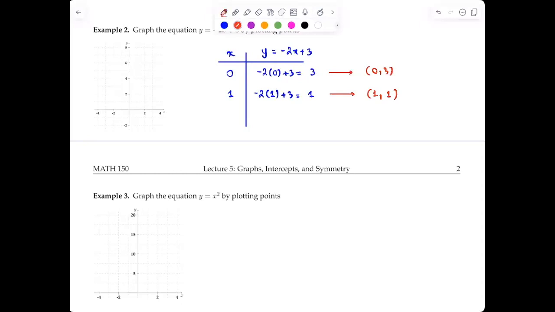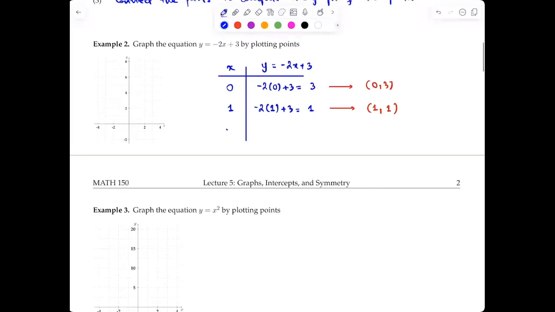Remember, for a line, you just need 2 points to make a line. Okay. But for good measure, let's try another point. Let's say x equal to negative 1. So you have negative 2 times negative 1 plus 3, which will give you positive 5. So you have the third point, negative 1, positive 5.